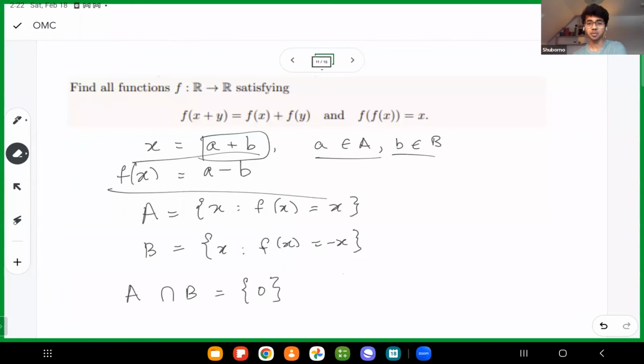Right. Yeah. And that is important. Otherwise, the function that we define in the next slide wouldn't be well defined, because we are saying that you can express x as a plus b, and then you set it to a minus b. But what if that a and b weren't unique? Then it wouldn't work out basically.